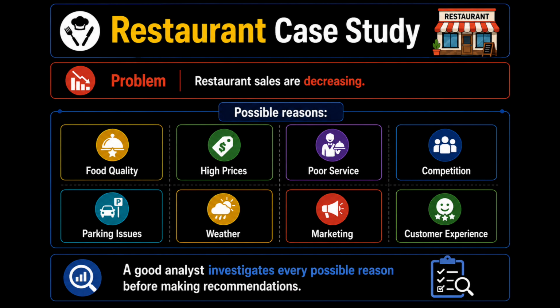Is it the food quality? Are the prices too high? Is customer service affecting repeat visits? Has competition increased? Could parking, marketing, weather, or the overall customer experience be influencing sales? Only after collecting and analyzing data from each of these areas can we identify the real root cause. This is the mindset of a data analyst: investigate first, conclude later.